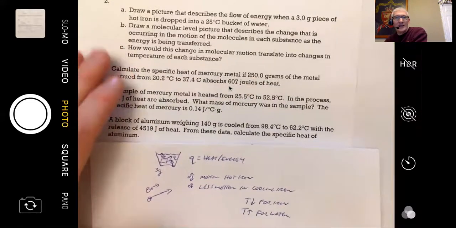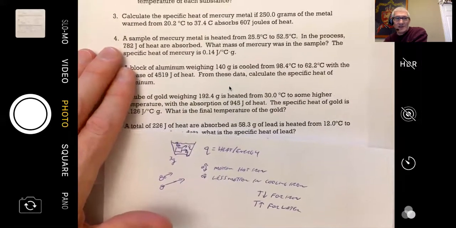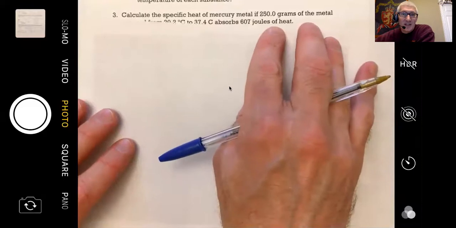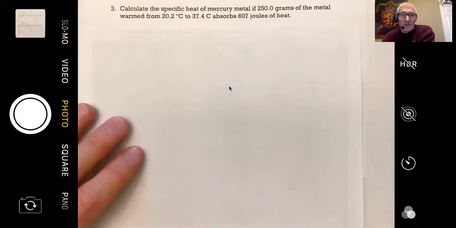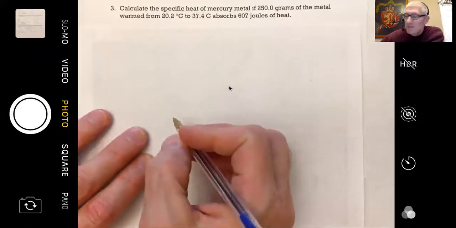Now we get into really the problems, and let's see how many of these we can get solved here. Number 3, let's calculate the specific heat of mercury metal. If 250 grams of the metal goes from... and you're just like, oh my gosh, there's so many numbers. So just keep it straight.